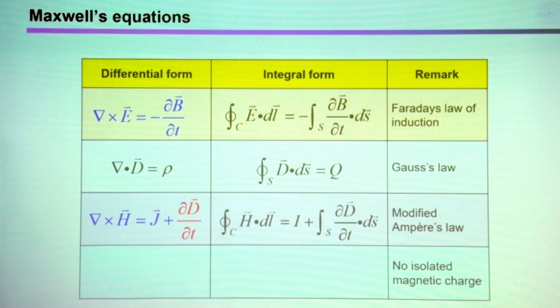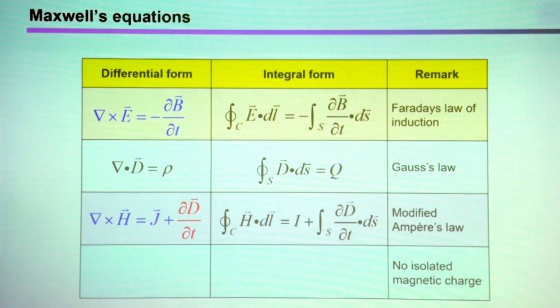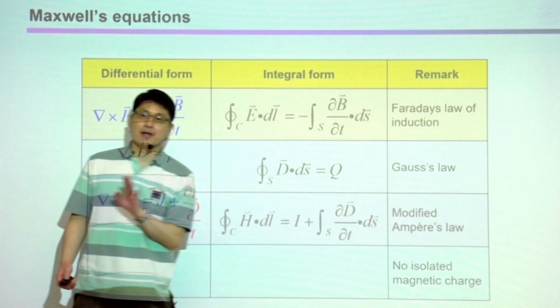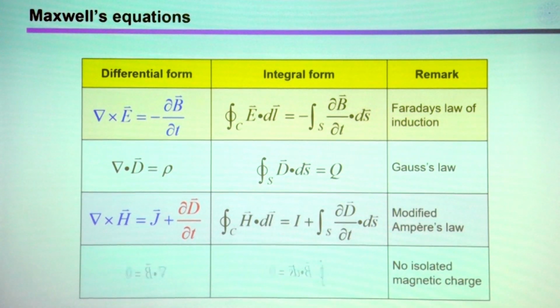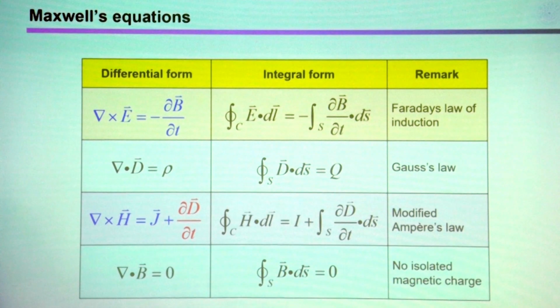What Maxwell did was to add the displacement current density. So he modified Ampere's circuital law. So that's called the modified Ampere's law. Right? Last equation, divergence of B equals 0, remains unchanged. So these 4 equations are together called Maxwell's equations.